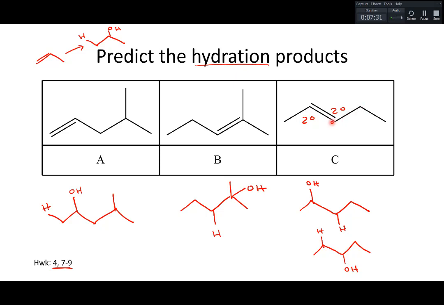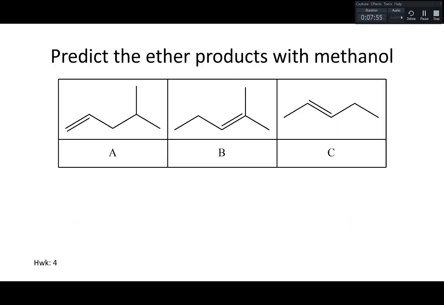You have to make considerations: if these are both secondary, then you end up with a distribution of two products. But if you have secondary versus a tertiary, the major product will show up with the OH on the tertiary carbon. Again, these reactions are primarily regioselective, in that they give one product in preference over another.